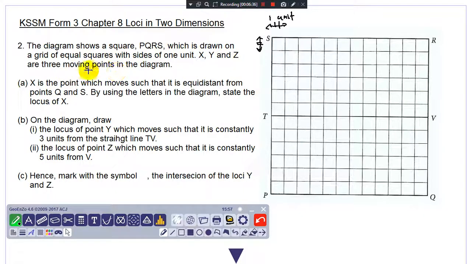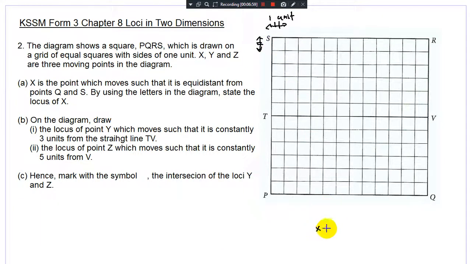X, Y, Z are 3 moving points in the diagram. So inside this square, X is a point which moves such that it is equidistant from the points Q and S. So this is Q and this is S. By using a ladder in the diagram, state the locus of X. Equidistant from two fixed points.